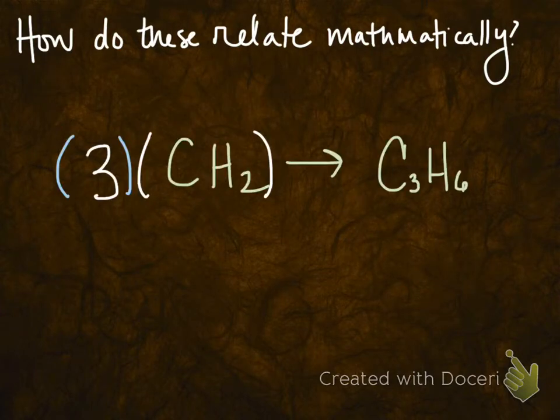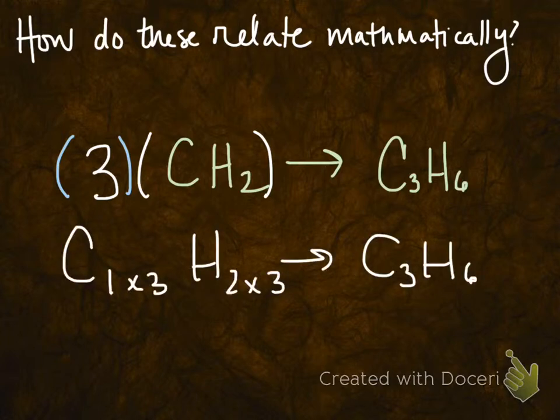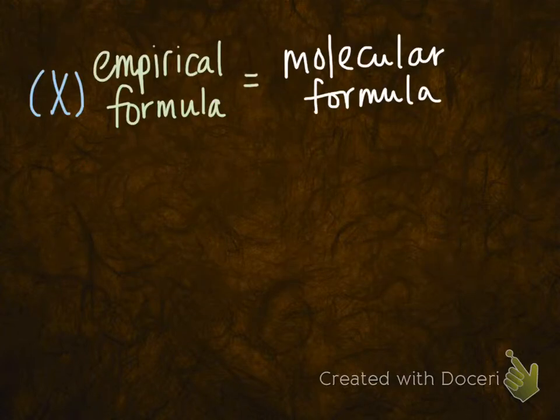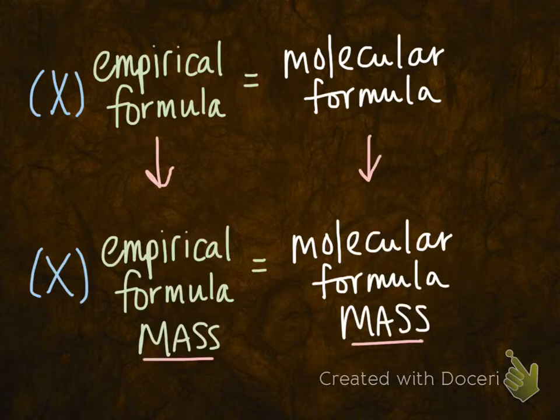Well, it's as though there was some multiplier, and we could use that to multiply by each of the subscripts in the empirical formula, and it would give us the molecular formula. Okay, I see a formula coming. So we could say that some number x, some multiplier value, times the empirical formula gives us the molecular formula. But it's not like you're really multiplying it by the empirical formula. And besides, that doesn't really help. But this does. It's also true then that that same multiplier x, when multiplied by the empirical formula mass, gives us the molecular formula mass. Now this is something we can work with.